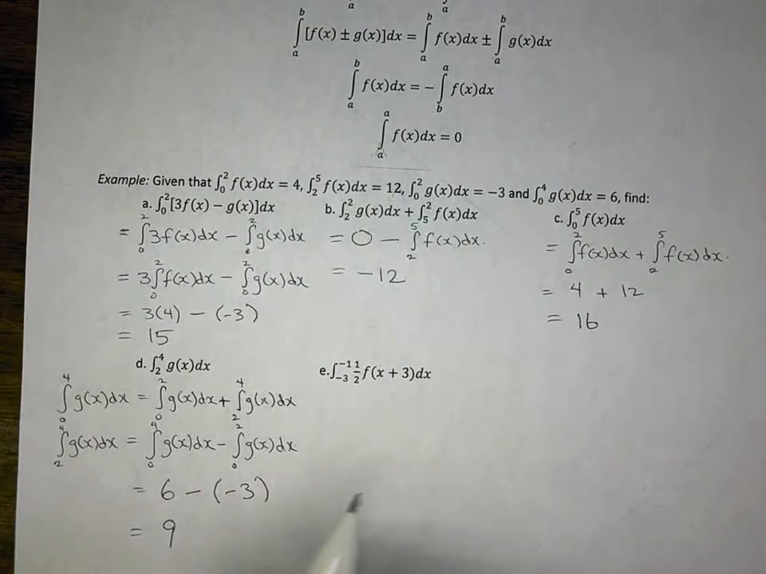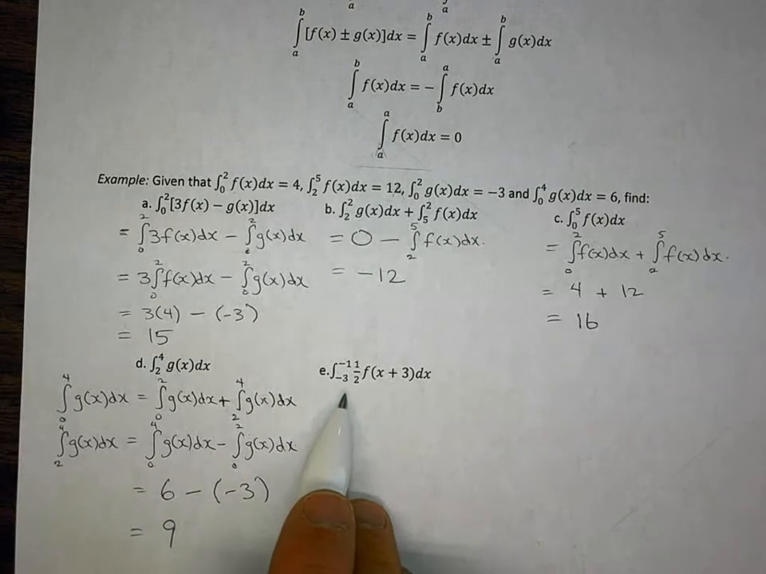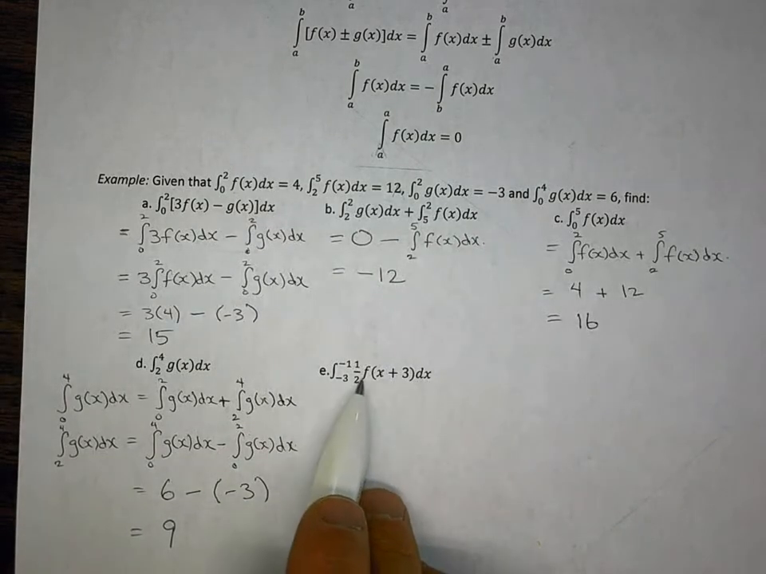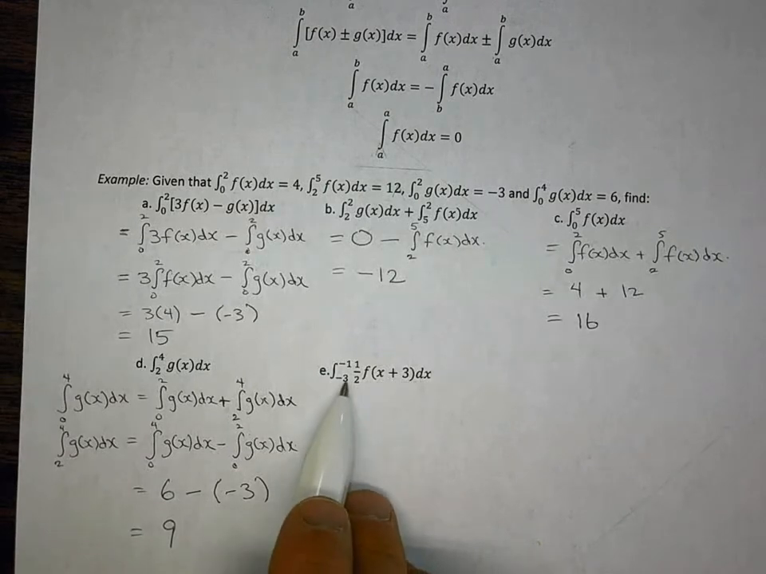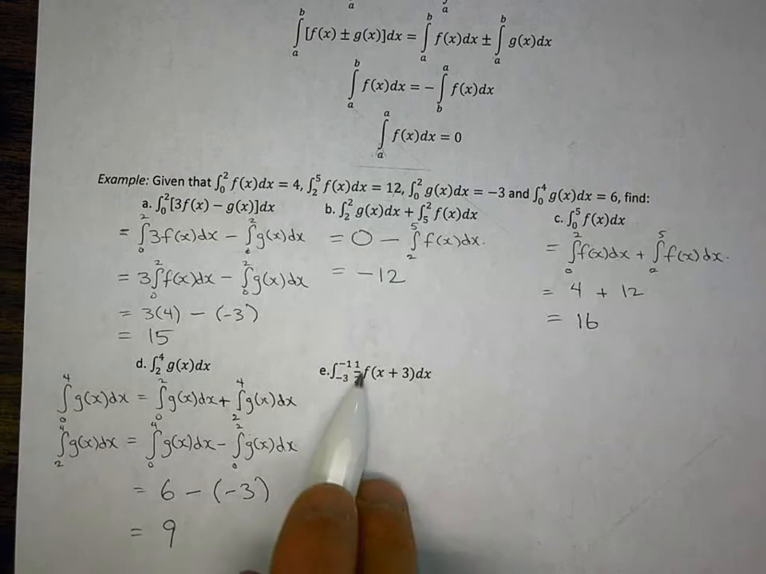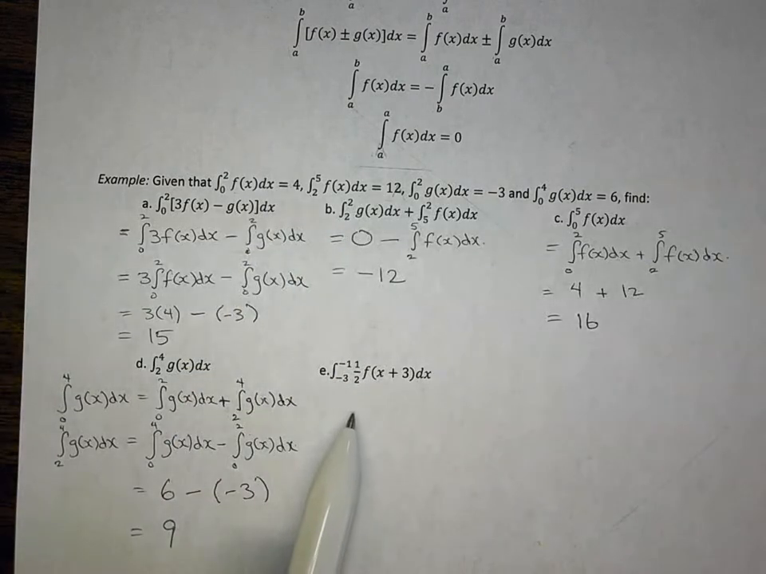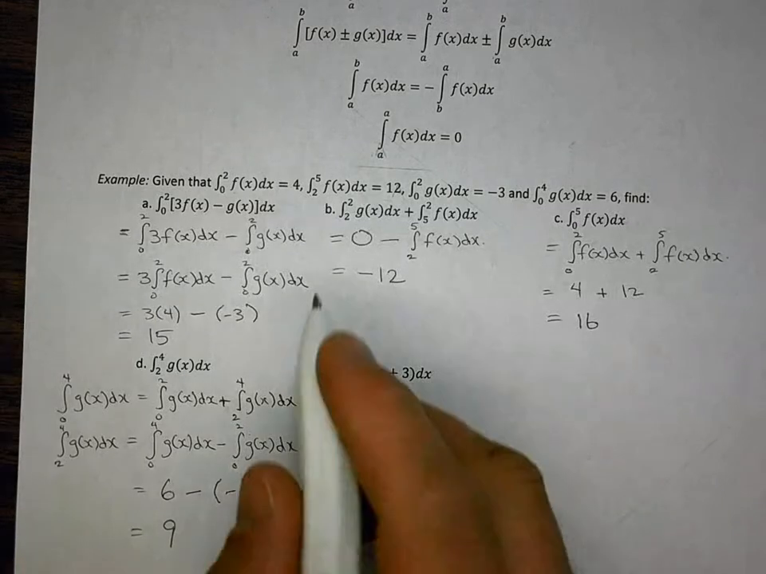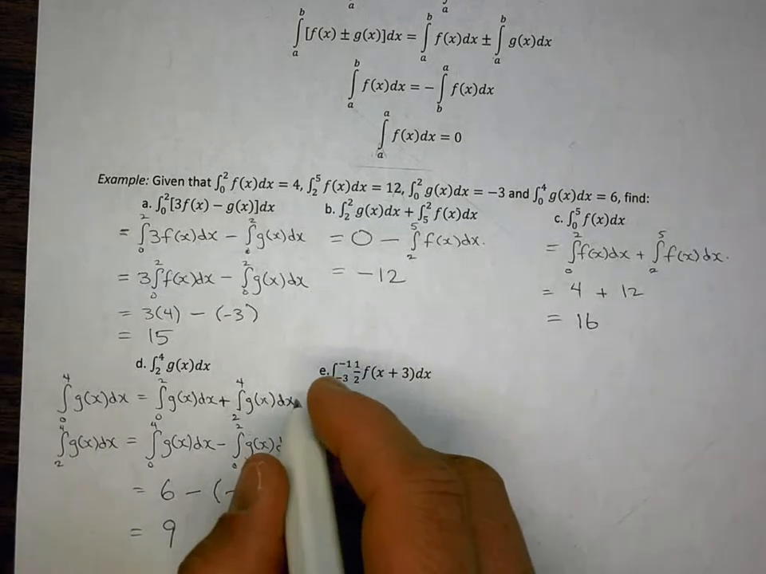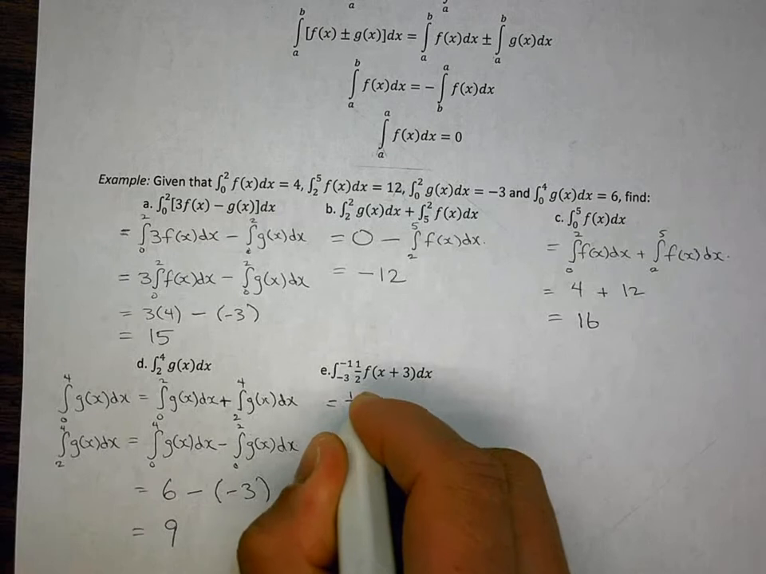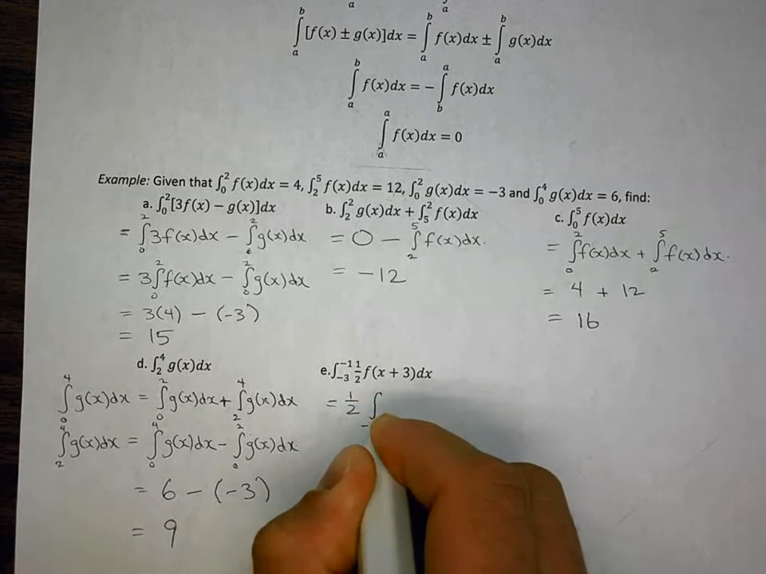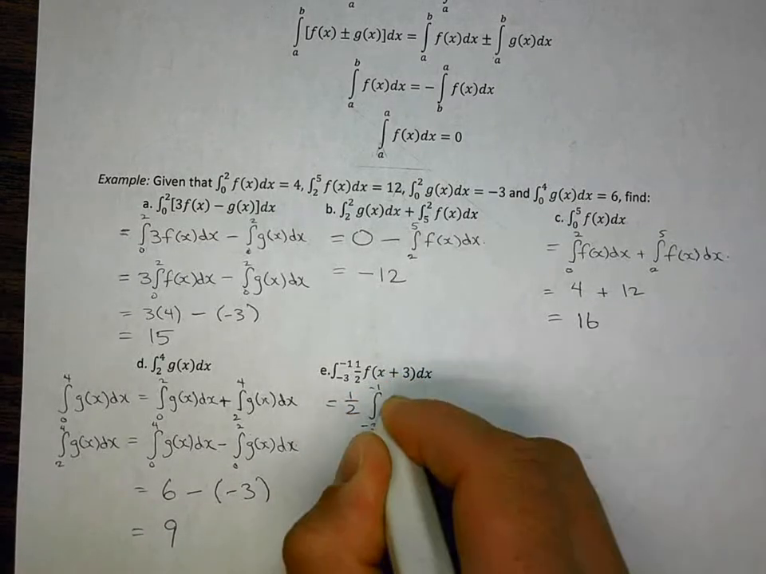Actually, no, this is the worst one here. I want to find out the area under the curve f of x plus 3, and look at these bounds. I don't have these bounds at all in this question. So what's going on here? Well, first of all, let's bring the half out, because that is something I can ignore. That's just distracting me.